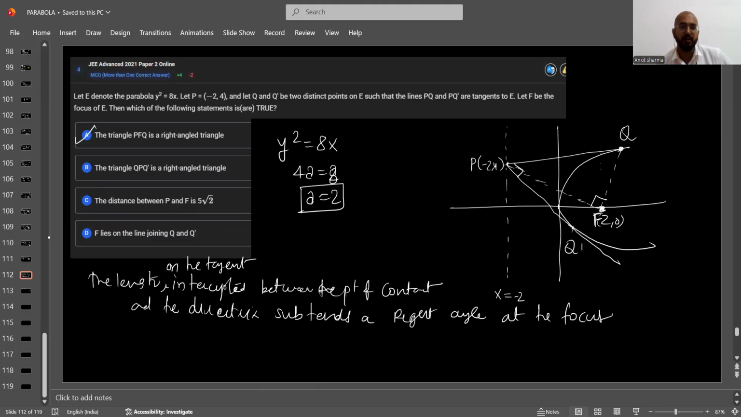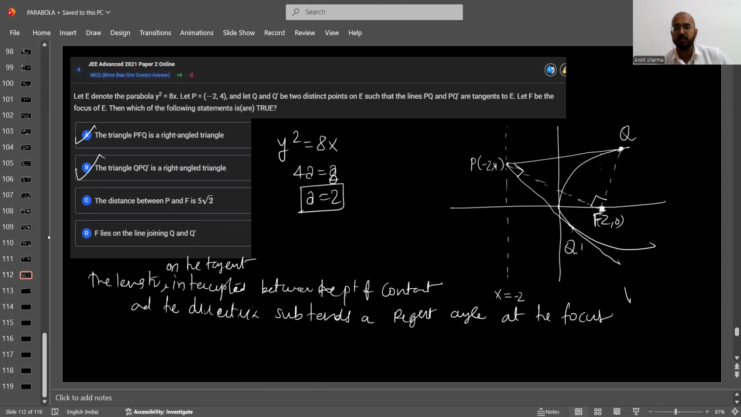Now they're talking about B. So the triangle Q dash is a right angle triangle. Yes, because the tangents are perpendicular. So this is a right angle triangle. So distance between P and F is 5 root 2. So this we need to find out. P and F you can directly see here. You can use distance formula.